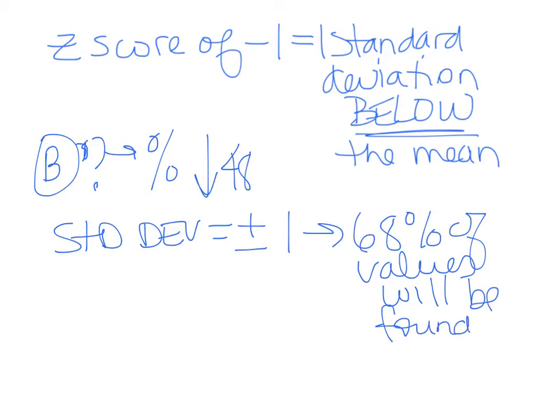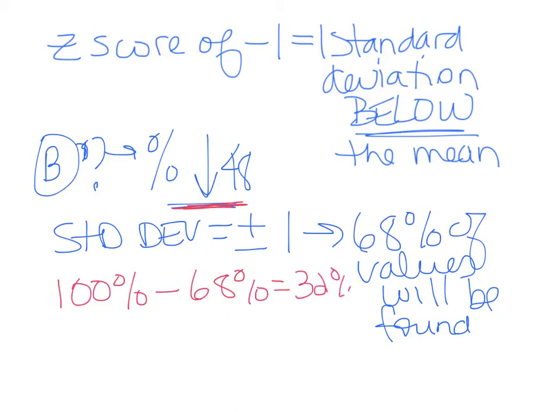But notice that the question isn't asking for within. It's saying, how many would actually fall below? Because the question is asking for below, this is where we have to take our whole population, which would be 100%, and subtract 68% to figure out exactly the difference. So what percentage lies outside of that first standard deviation, which is 68%? So 100 minus 68 gives you 32%.